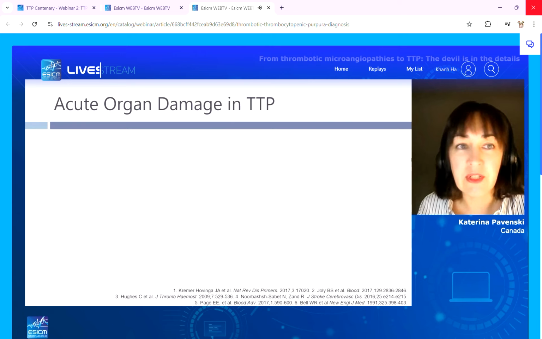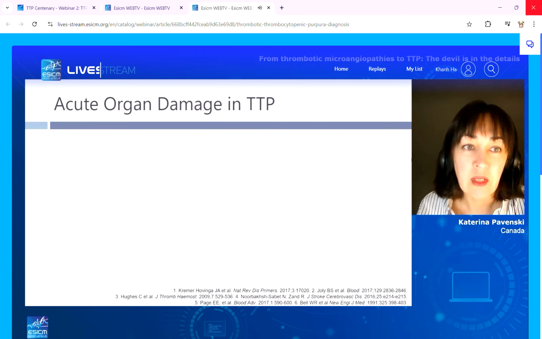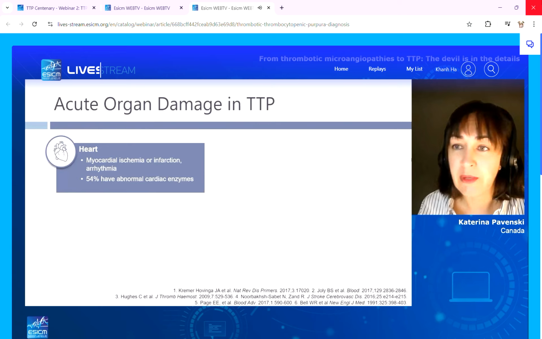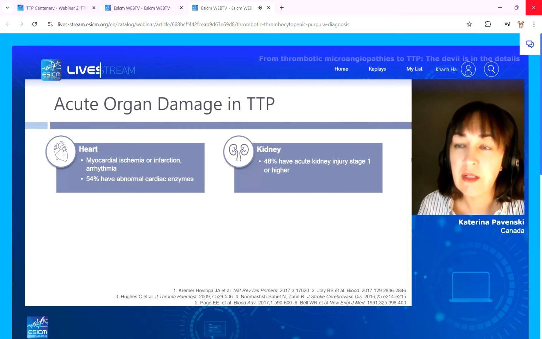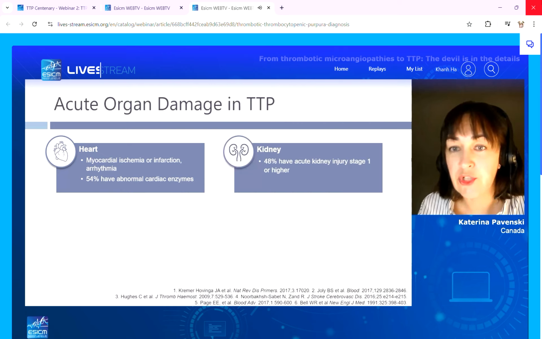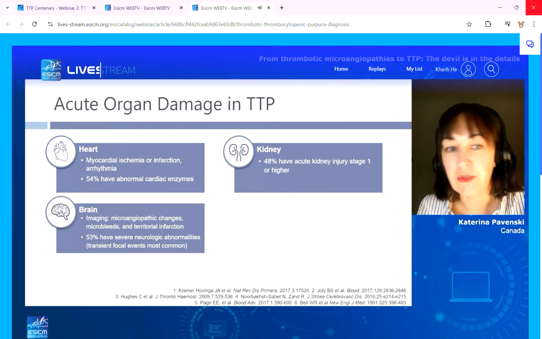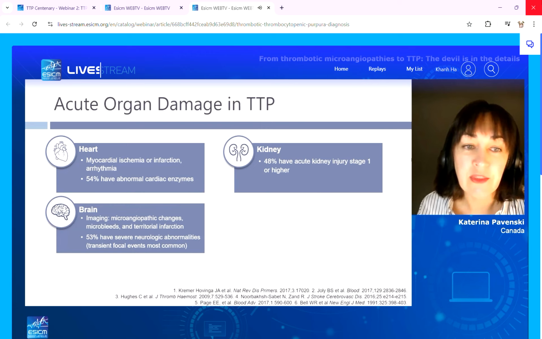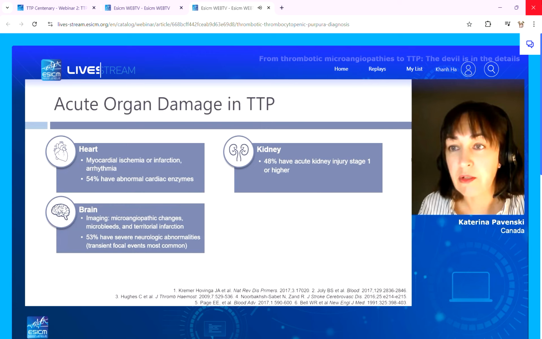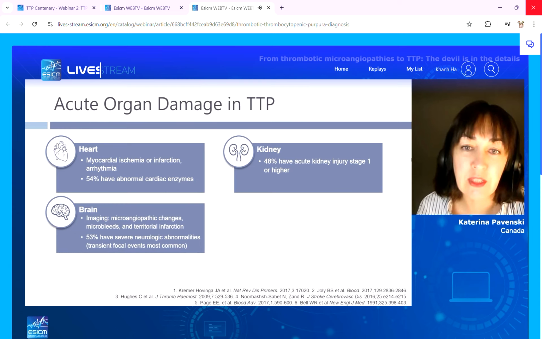TTP is associated with acute organ damage. Right at presentation, about half would have already abnormal cardiac enzymes. Half would have mild kidney dysfunction. Severe kidney dysfunction is uncommon in TTP. Half would have neurological complications, with transient focal events being common amongst the more serious neurological presentations.